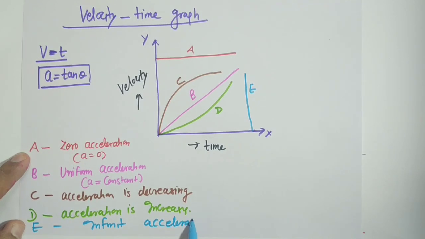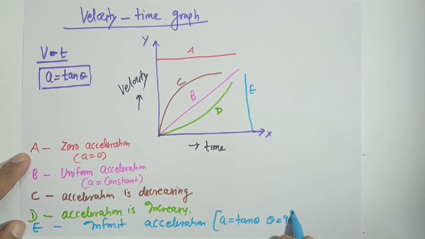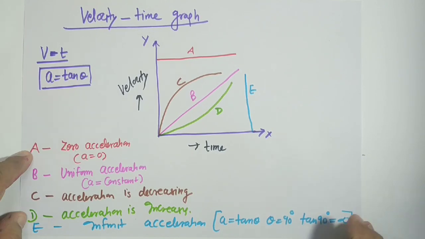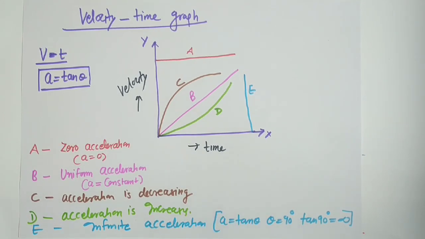Again I am repeating why infinite acceleration is not possible. A is tan theta, theta is 90, and tan 90 is infinity. So remember, this is a velocity time graph. The rate of change of velocity defines acceleration. So in the next video we are going to discuss the numericals based on these graphs, and then the most important case, uniformly accelerated motion.